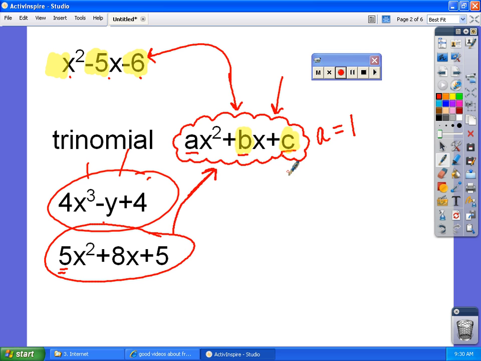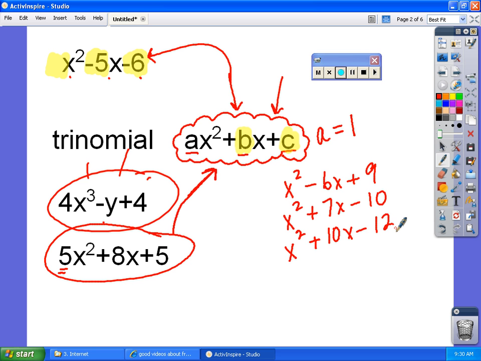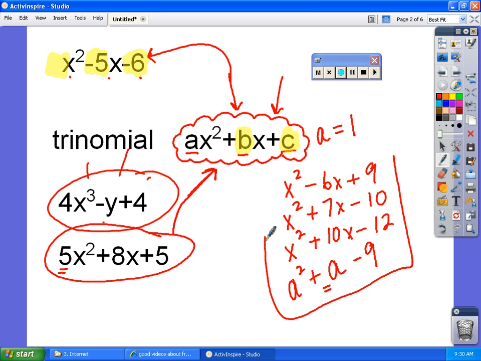So trinomials that are in this form would be things like x squared minus 6x plus 9. x squared plus 7x minus 10. x squared plus 10x. I mean, you're starting to see the hint. And it doesn't have to be x. It could be like the letter a. a squared, as long as there's another a, plus a, because the number in front of a is a 1, minus 9. These are all the types of trinomials that we're talking about in Chapter 9.3.